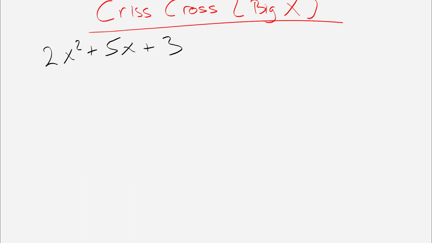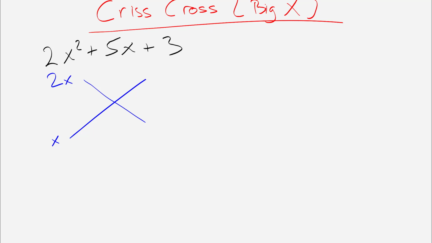So, the crisscross method, 2x squared plus 5x plus 3. To start this, we create a big X, a crisscross. And what we do is, the first thing we decide is, how do we get 2x squared? What are the factors of 2x squared? What do we multiply to get 2x squared? Well, that would be 2x multiplied by x. That would be 2x squared. What we're going to write on the other side is, how do we factorize to get 3?